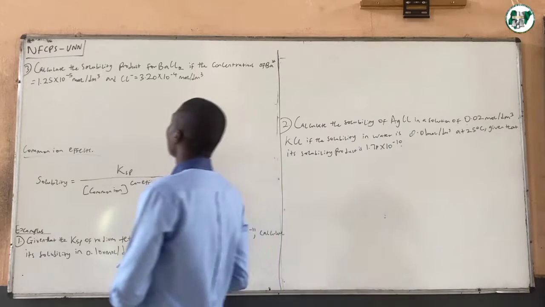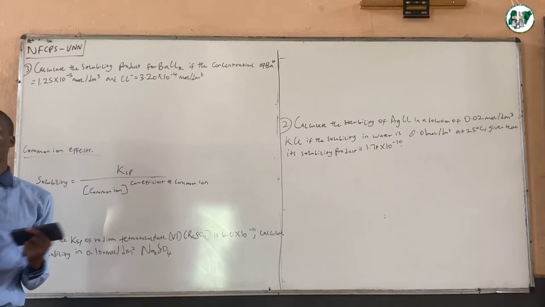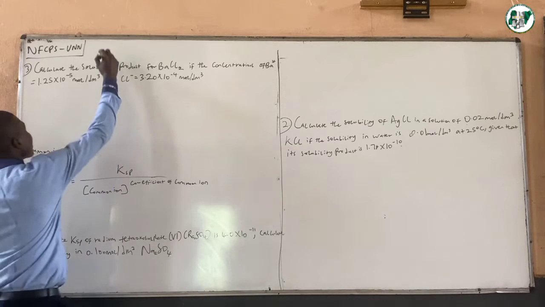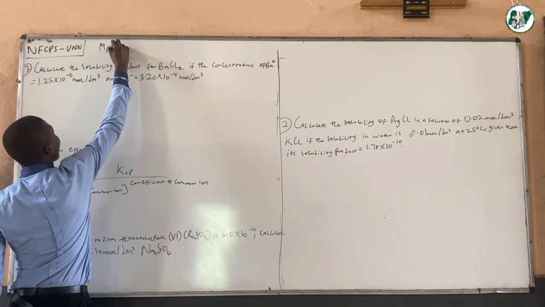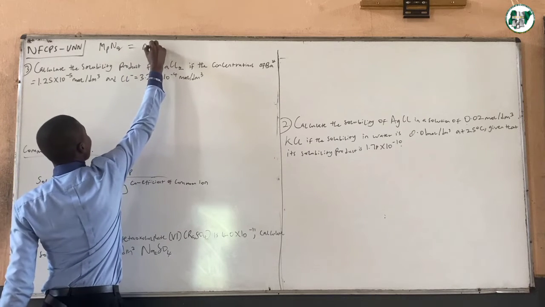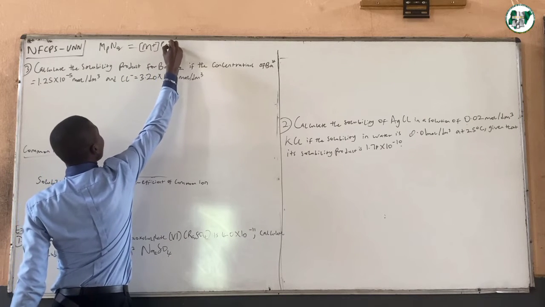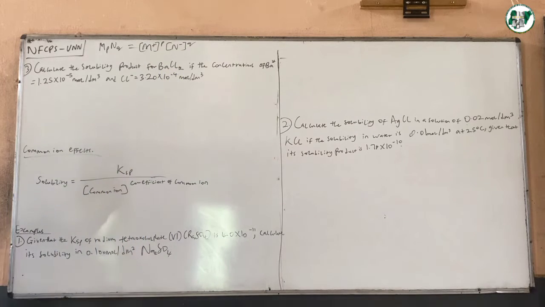Alright, so let us look at the question. It says calculate the solubility product for barium chloride if the concentration of barium is 1.25 times 10 to the power of minus 5 mole per dm cube and Cl minus is 3.20 times 10 to the power of minus 4. Remember I told you that when you have something like MpNq, what you're going to have there is going to be concentration of M plus raised to the power of p, then concentration of N minus raised to the power of q. So that's what we're going to be having here.